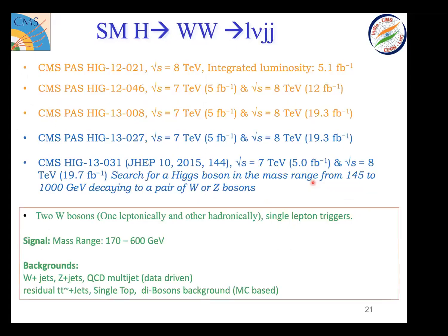So another one, Higgs to WW. This time one of the Ws decaying leptonically, another W decaying into jets. Hence it suffers from the major background from W plus jets kind of events. So references are listed. The mass range in which this analysis was done was from 170 to 600 GeV, so another high mass analysis. The backgrounds, of course, are dominantly from W plus jets, Z plus jets, QCD multi-jet, and the residual ones coming from ttbar, single top, etc.